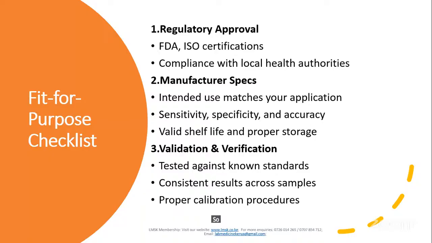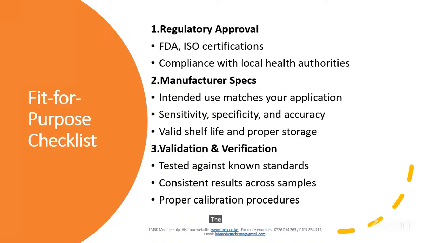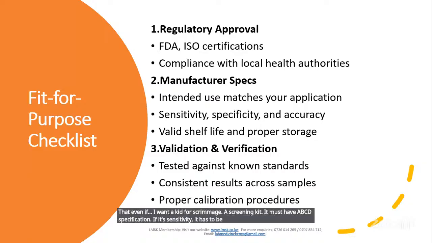So now that we know what fit for purpose is, how do we ensure that whatever we are bringing in is actually fit for purpose? Because we cannot just rely on what the manufacturer is telling us. The manufacturer will say A, B, C, D, E, F, but we internally, as the end users of this product, must have our own standards. We must have our own checklist. Even if I want a screening kit, it must have a BCD specification. If it's sensitivity, it has to be above 80 or above 90.